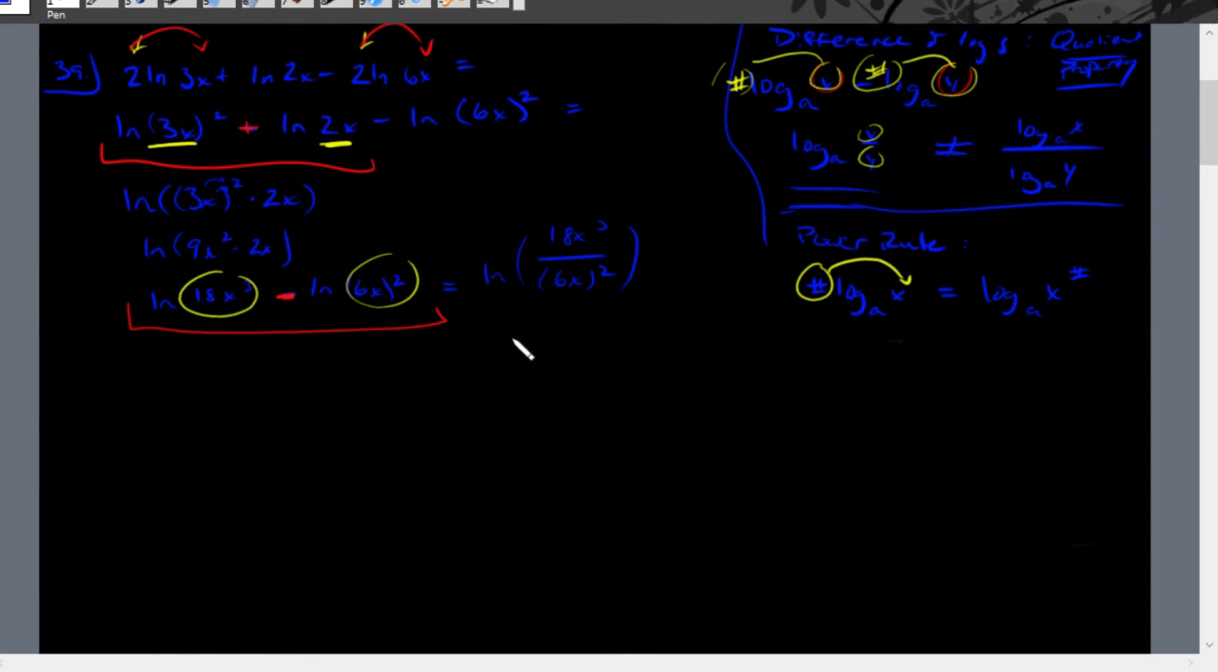So we're going to simplify that down some more, and that's going to get you the natural log of 18x to the third over, now here it's 6 squared x squared, so you've got 36x squared. Now this, again, can be simplified further. 18 over 36, if I'm not mistaken, is 1 over 2. And x to the third over x squared is x to the first on the top. So this simplifies into 1 over 2.